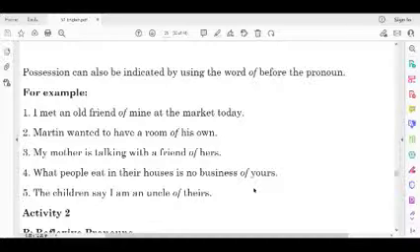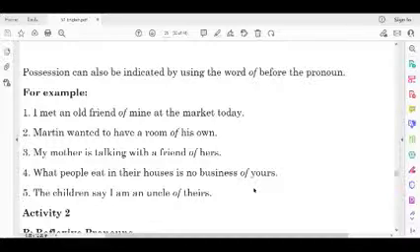And then we have another: what people eat in their houses is no business of yours. You see, it's no business of yours. And then the children say, I am an uncle of theirs. The children say, just like my nieces and nephews, they say that I am an uncle of theirs. And I know I am also teaching some of my nephews and nieces on this platform in Senior 1.